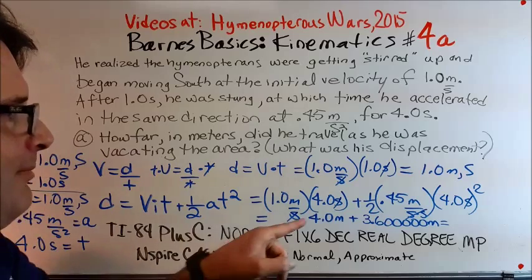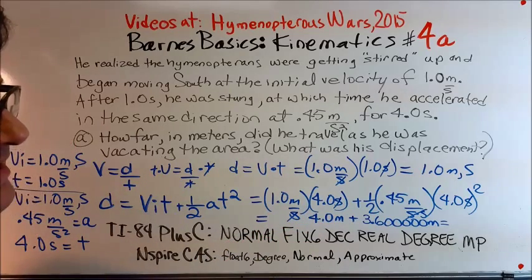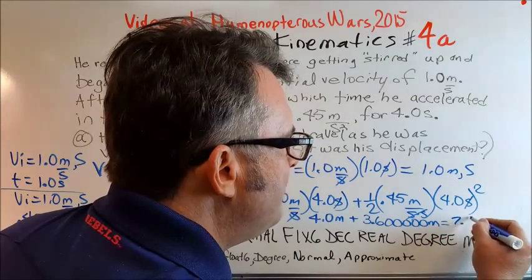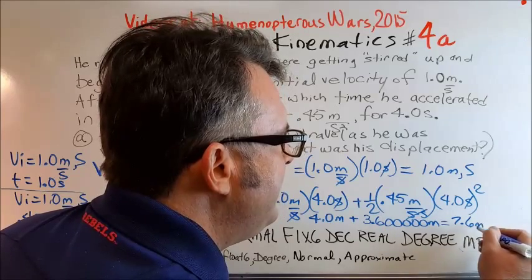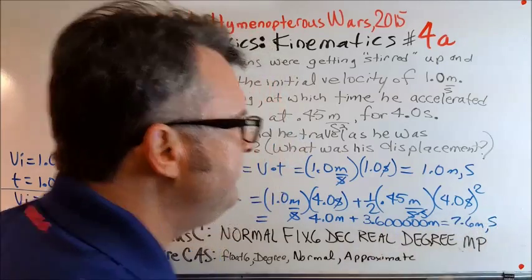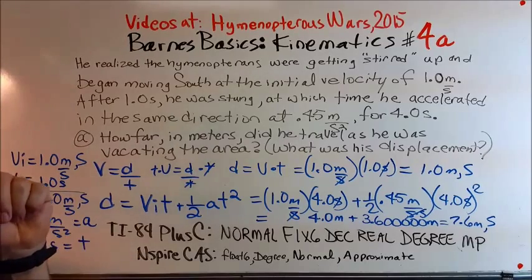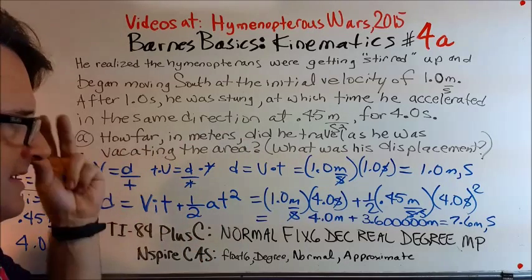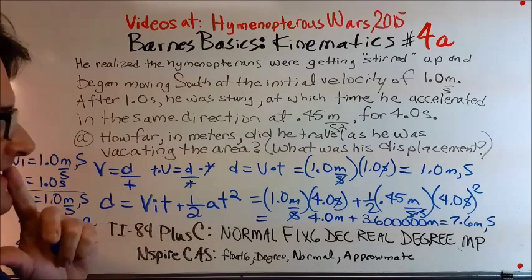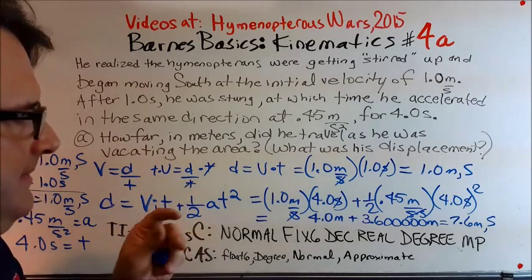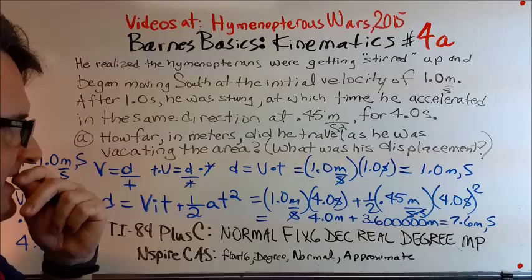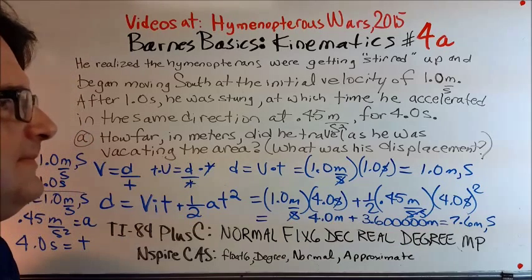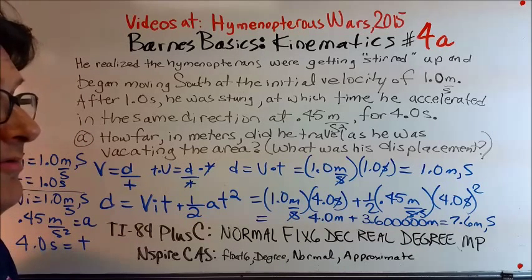So we can eyeball this, I think. 4 plus 3.6 is 7.6, and we want 2 sig figs. So let's go with 7.6 meters, and that is 2 significant figures. That is to the south. It does say how far in meters did he travel as he was vacating the area. It doesn't necessarily say what was my distance when I was accelerating the whole time. So we need to add this number, 1.0 meters and 7.6 meters, and we need to get our final answer.